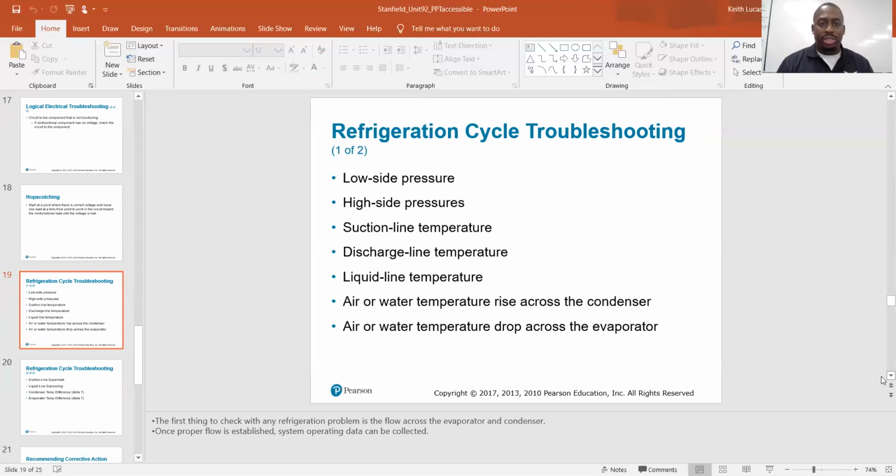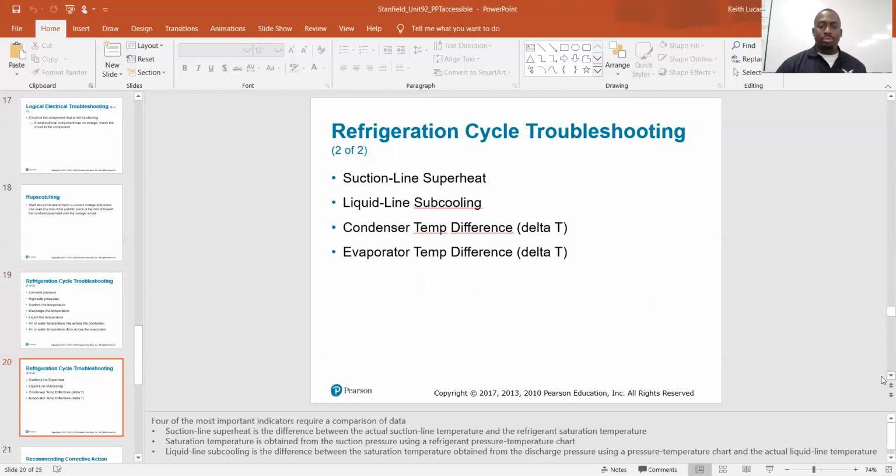So these are the things you want to check for that. Low side pressure, high side pressure, suction line temperature, discharge line temperature, liquid line temperature, air or water temperature rise across the condenser, air or water temperature drop across the evaporator. The first thing to check with any refrigeration problem is the flow across the evaporator and condenser. Once proper flow is established, system operating data can be collected.